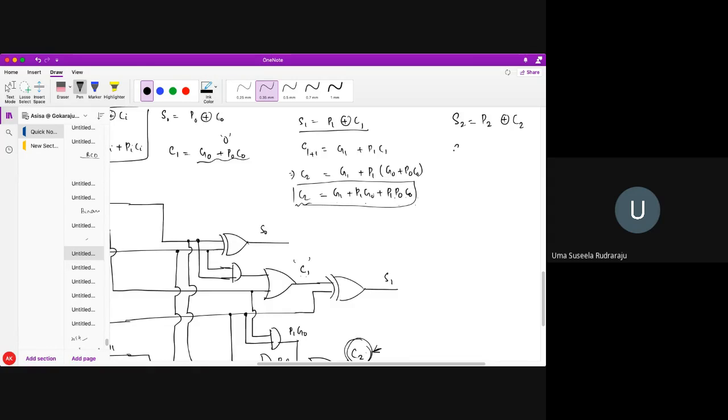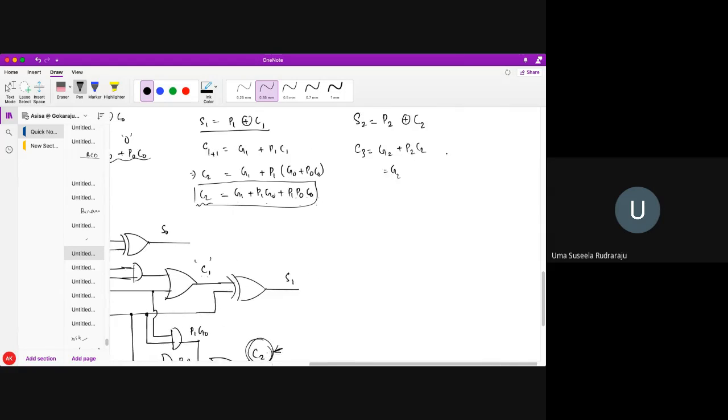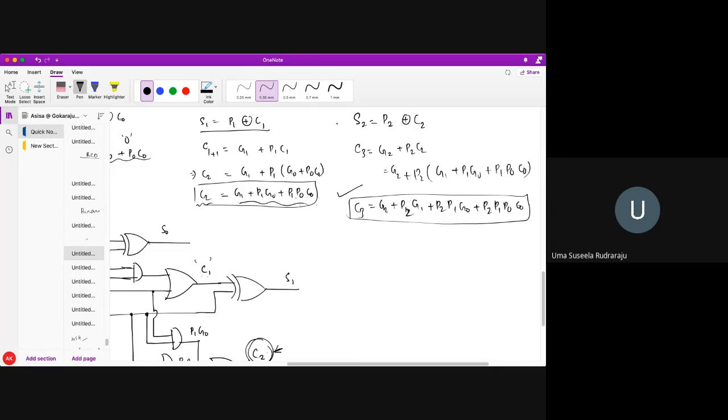Okay. Next, C3. C3 is nothing else but G2 + P2 C2. Here P2 C2 is nothing else but G1 + P1 G0 + P1 P0 C0. So you can get it as G2 + P2 G1 + P2 P1 G0 + P2 P1 P0 C0. So this is my C3. So the next bit carry is getting generated. For this second bit I'm getting my next bit carry C3.